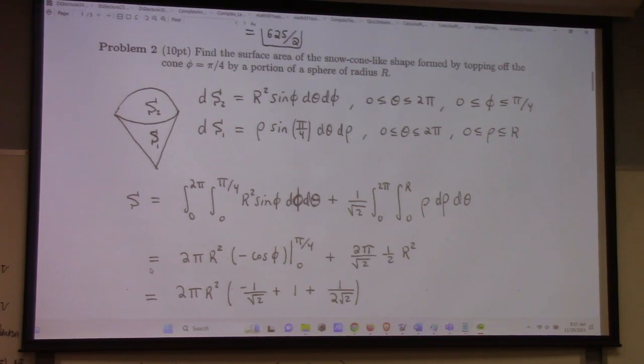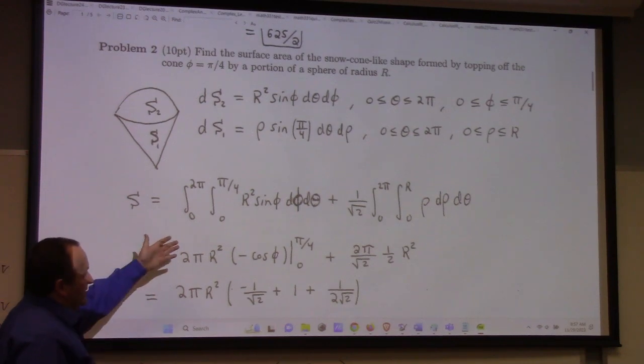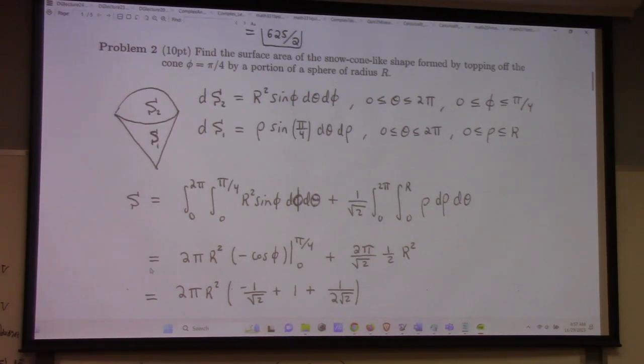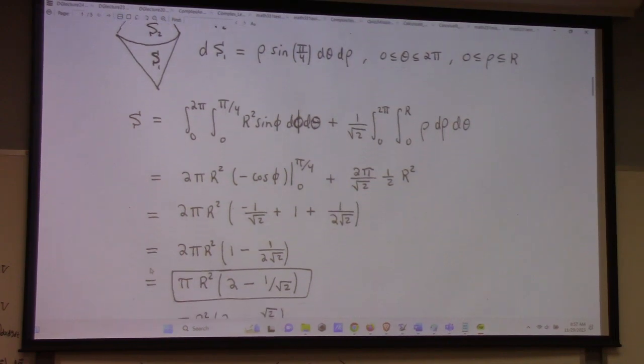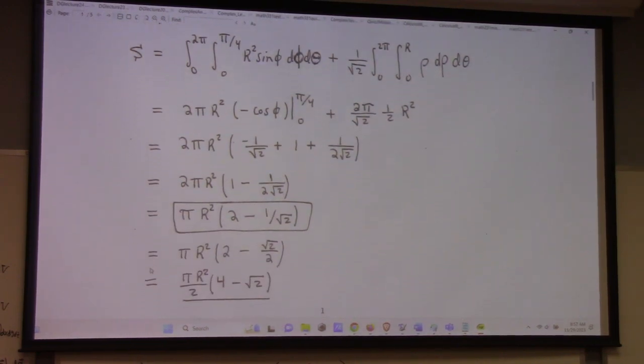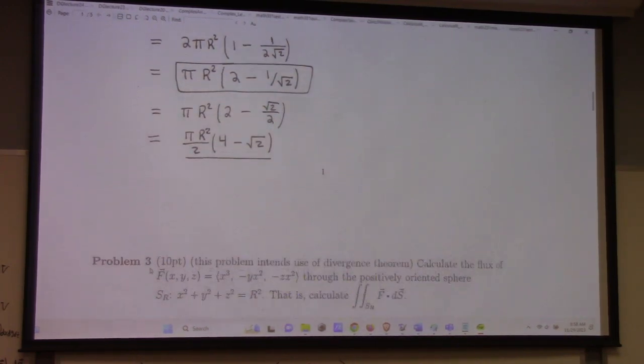So let's see here. It says find the surface area, right? So this is not a flux integral. This is just calculating the integral of dS, big dS, no vector, over the surface. So there's two pieces. There's the cone and the portion of the sphere, and so I calculate them separately over the appropriate range of angles. It is important to understand the spherical angles, right? Not understanding theta and phi will stop you dead in your tracks for a number of these problems.